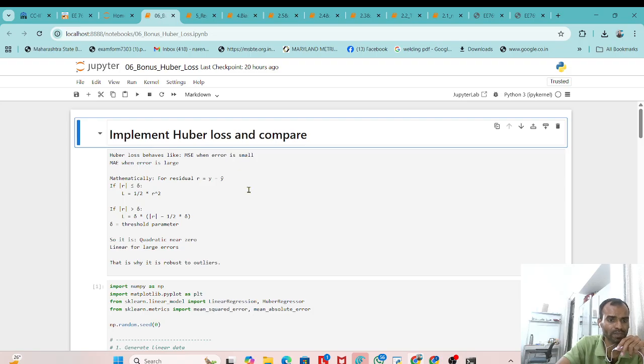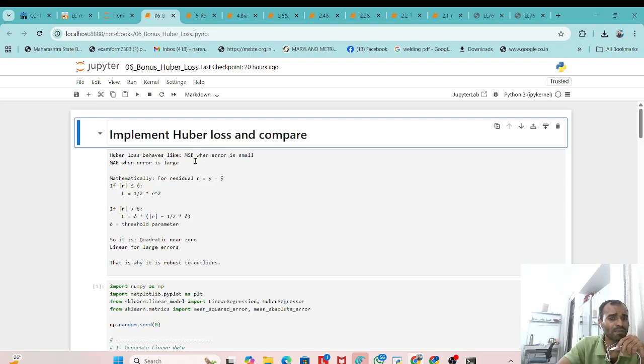This is nothing but the bonus point on the Huber loss. We have to see when we have to use the MSE and when we have to use the MAE, by analyzing the training data, right? And we have to take a decision. But when we are using the Huber loss, we need not worry about which one of MSE or MAE we have to use; that is automatically taken care of by the Huber loss.